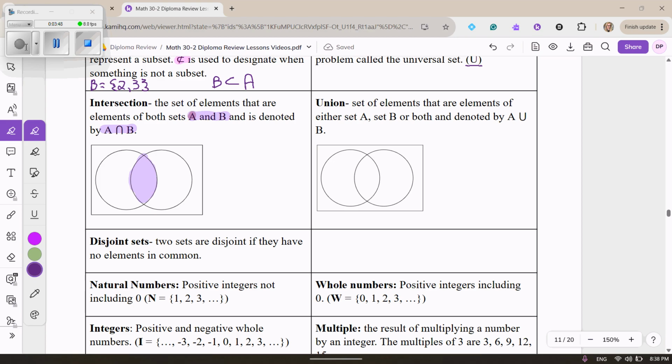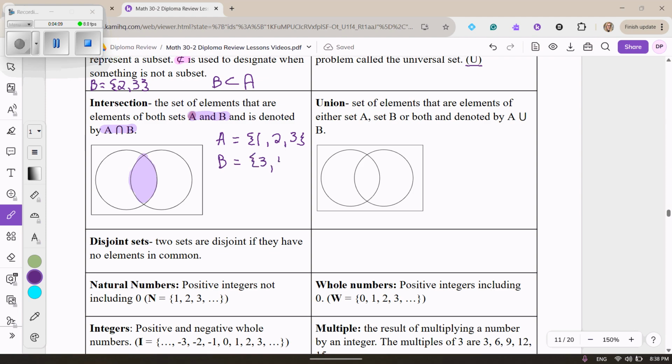So if I had two sets, I had set A, which was 1, 2, and 3, and I had set B, which was 3 and 4, the intersection A intersect B would be 3, because 3 is in both of the sets.